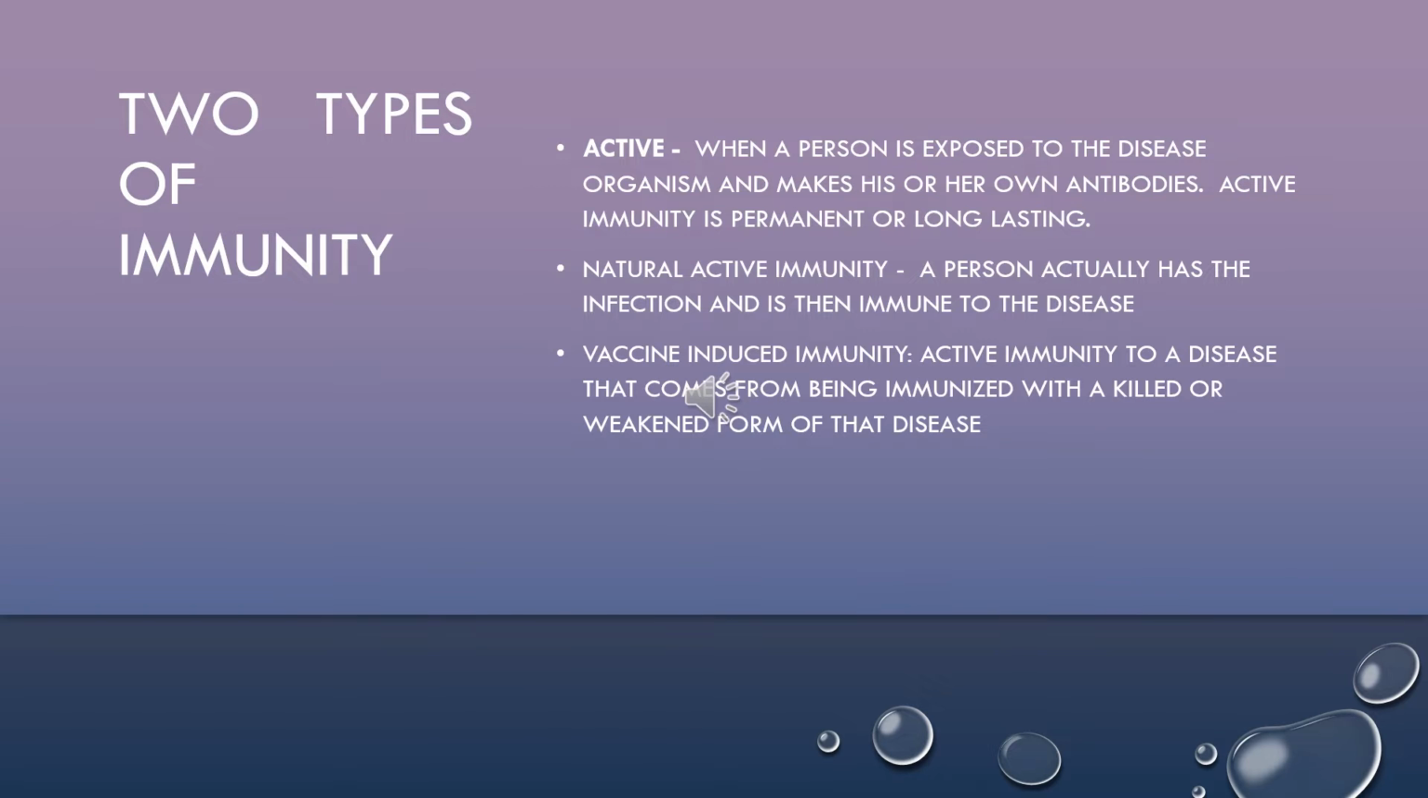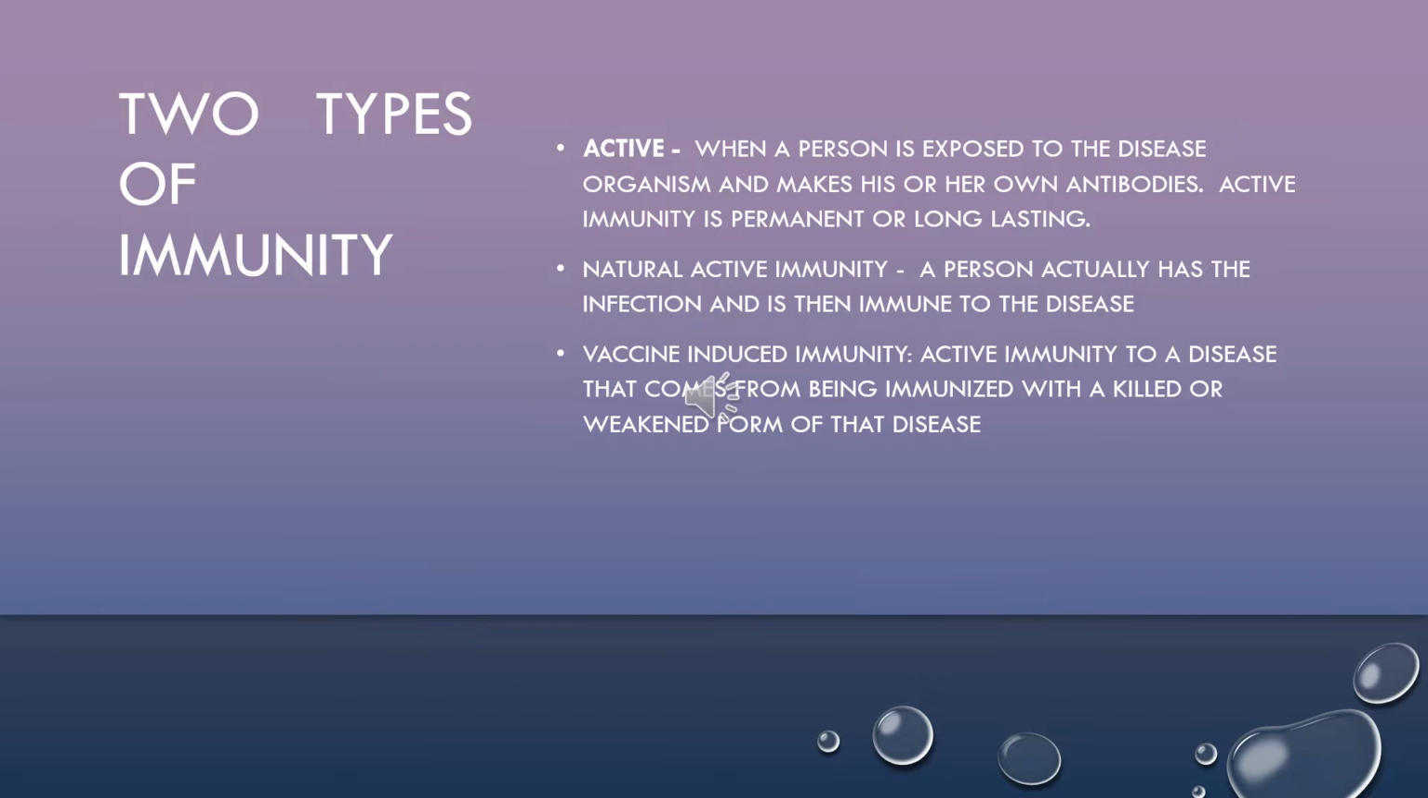That's why people have reoccurring COVID infections, because they see one strain and then their body gets exposed to the other. But for instance, if you had Delta and you've gotten through that, if you were to be re-exposed to Delta, you should not actually catch Delta again, because your body has already made those antibodies, and that's permanent and long lasting. So you have natural active immunity. This is where the person actually has the infection and is then immune to the disease. Like I said, getting something like COVID-19 or the flu.